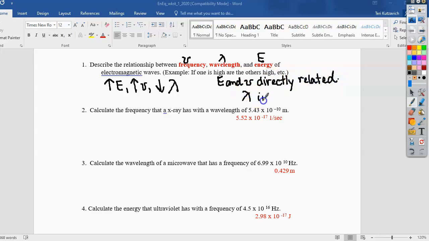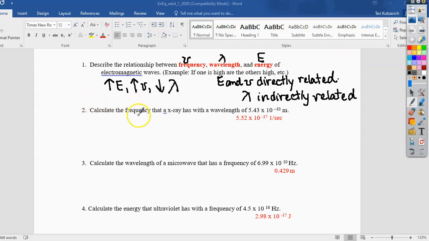And lambda is indirectly related to them, which means lambda, wavelength, does the opposite of frequency and energy. All right, let's look at this guy right here.